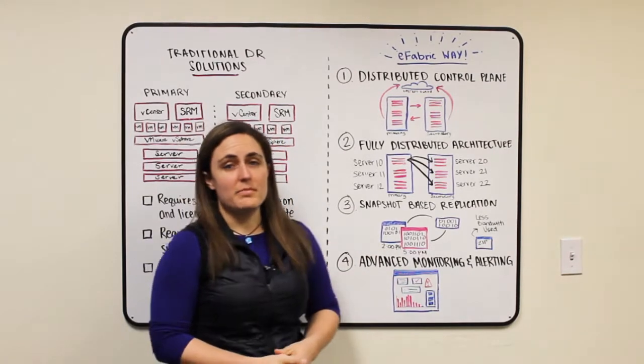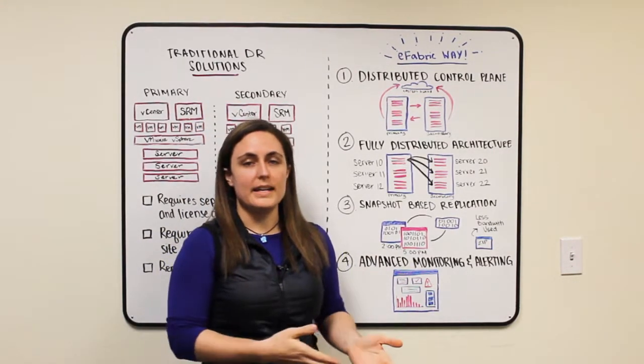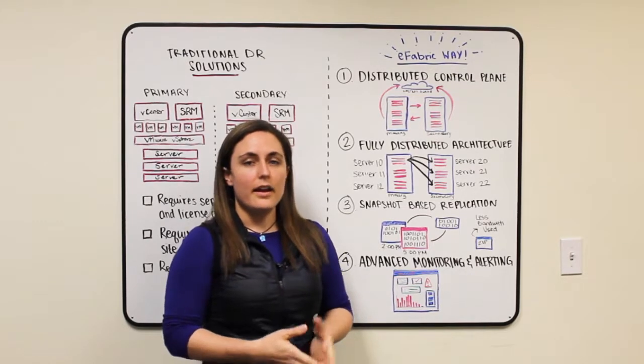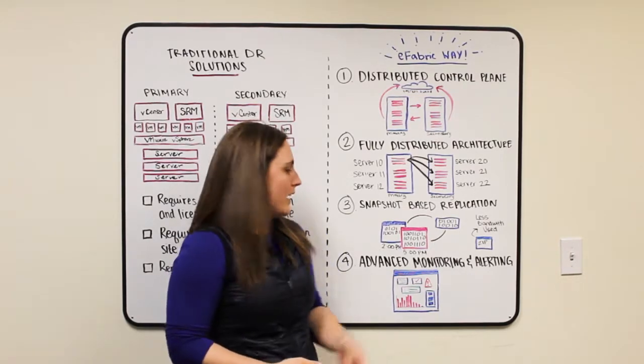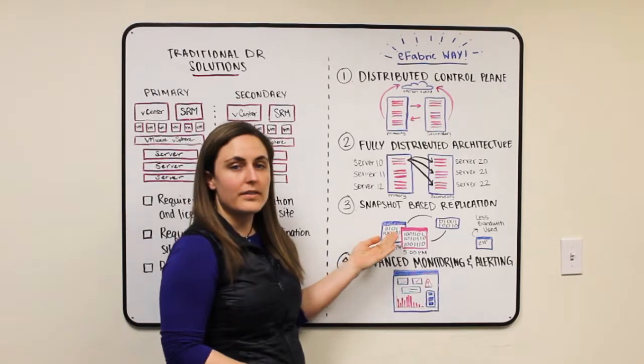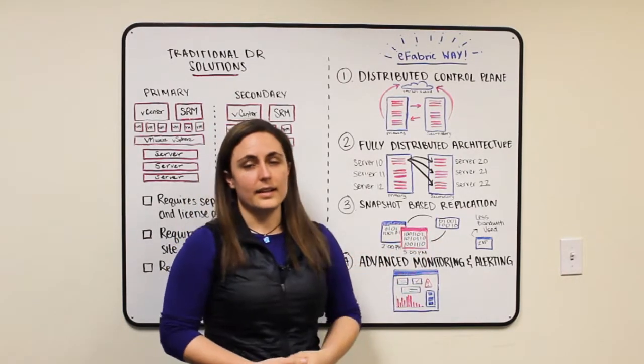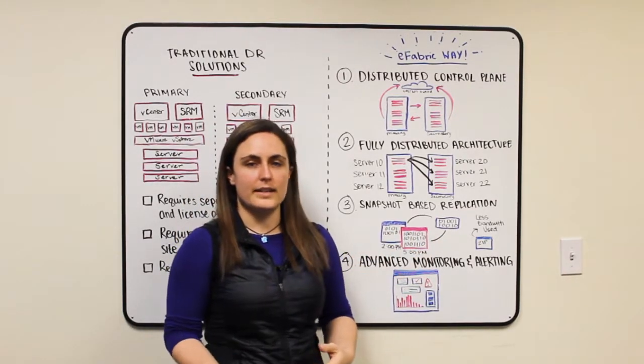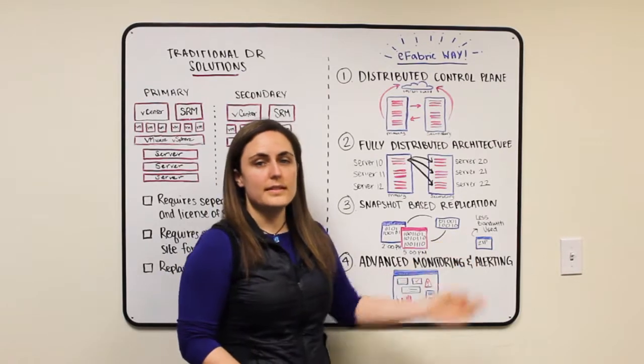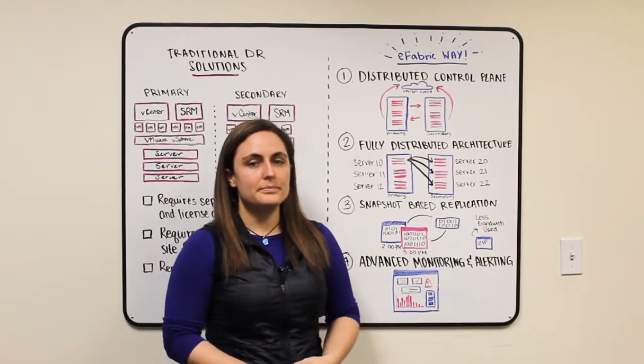eFabric is snapshot-based instead of replay-based. We take a periodic point-in-time snapshot of VM disks on the primary site, and we send the difference between the current and the previous snapshots to the secondary site. Sending only the diffs, and these are actually compressed, really uses less bandwidth.